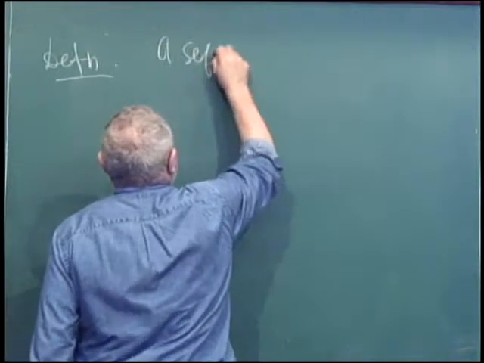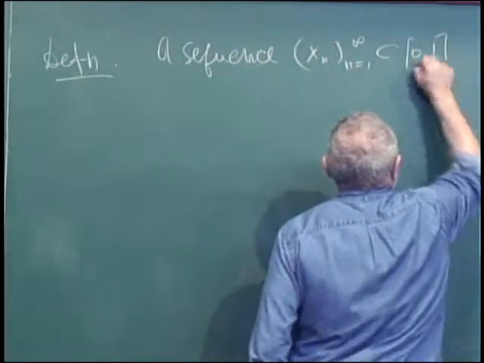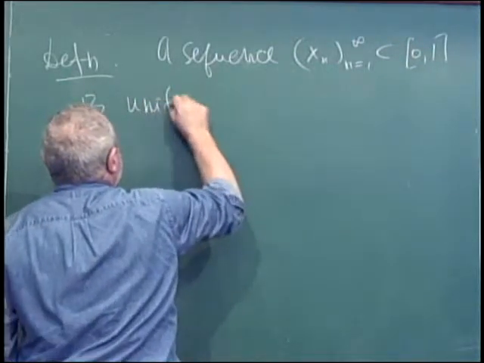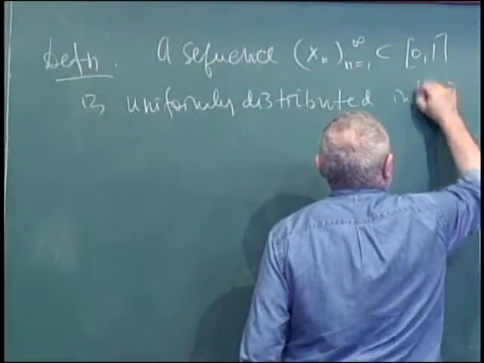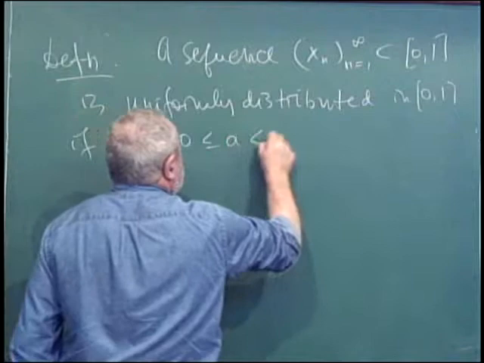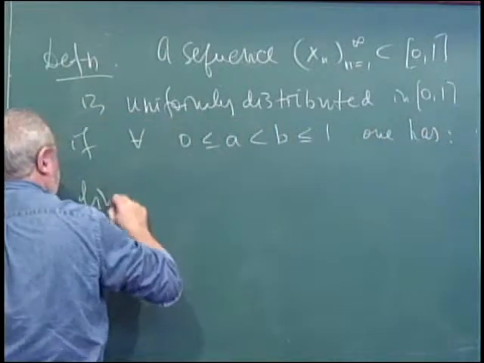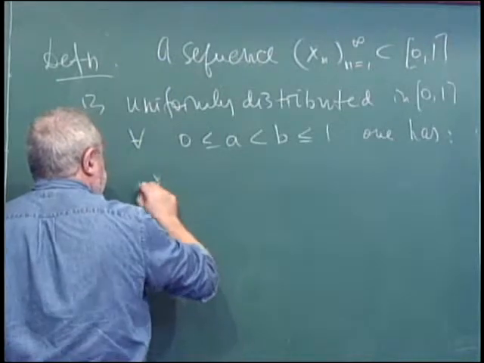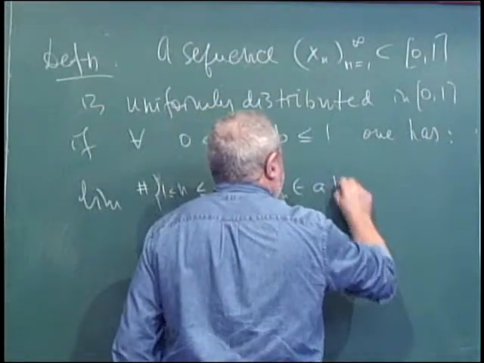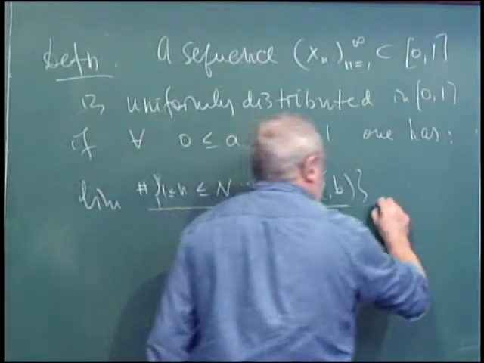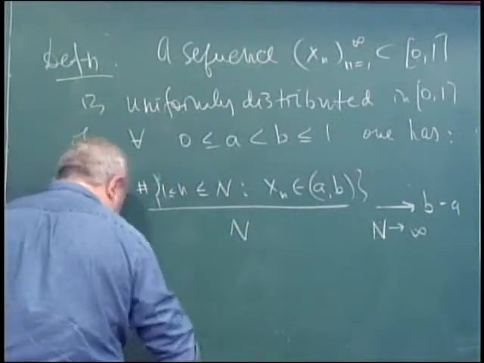a sequence xn in the 0-1 interval is uniformly distributed in 0-1 if for any subinterval the following happens. No, I wrote limit, so equals.